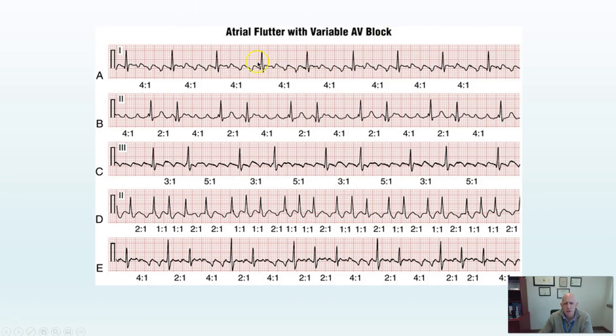Once again, here's just to give you an example of different flutter rates so you can get an idea. What we really want you to know is that these are flutter waves.